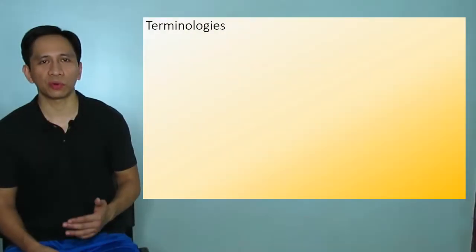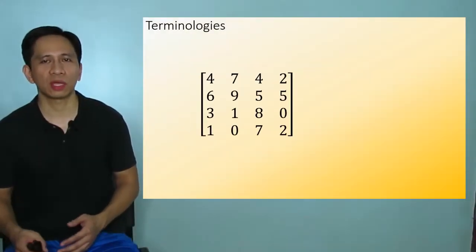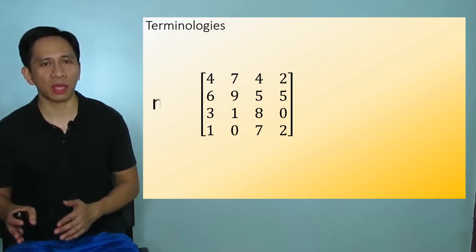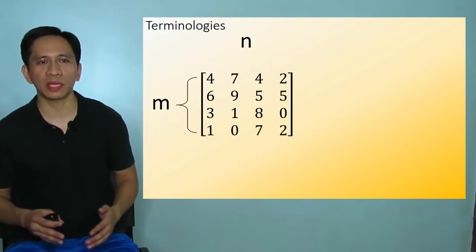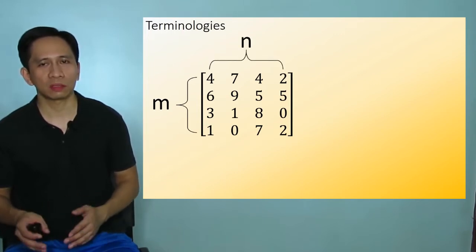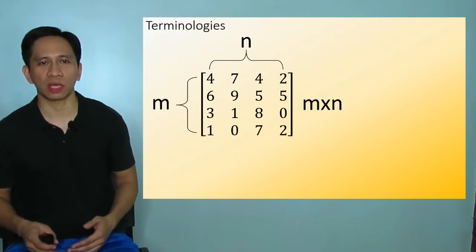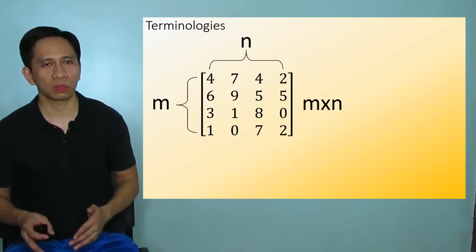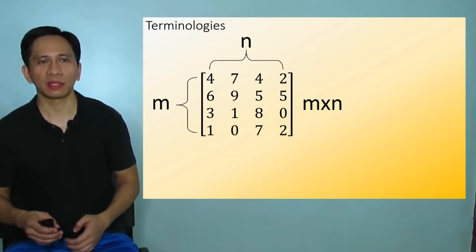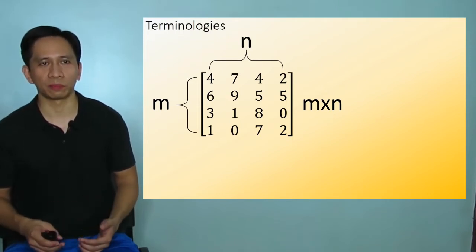A matrix is an ordered set of real numbers listed in rectangular array form. The number of rows m and the number of columns n are called the dimensions of the matrix. Then, m by n describes the size of a matrix. So, this matrix has 4 rows and 4 columns, and the size is 4 by 4.